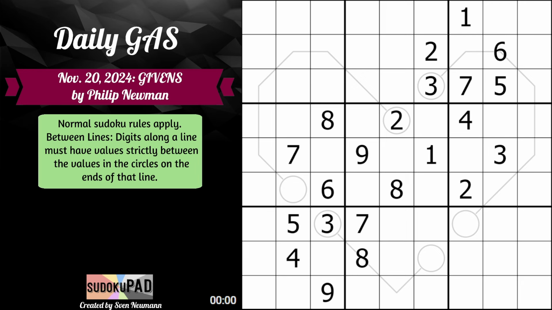Those are the rules. Let's just jump right into it. Actually, here is the easiest between line to look at. We have a 3 here, we have an 8. Well, the only way that 8 can be between 3 and another digit is if that other digit is 9. What that means is this could be any of the digits 4, 5, or 6 to satisfy the between line here. So that is not so helpful.